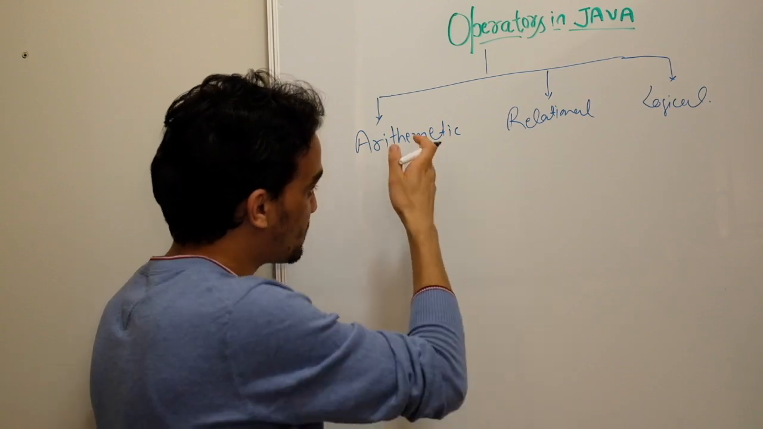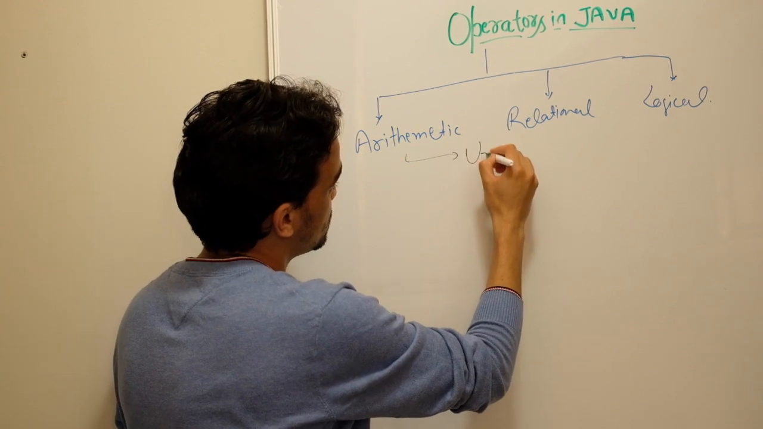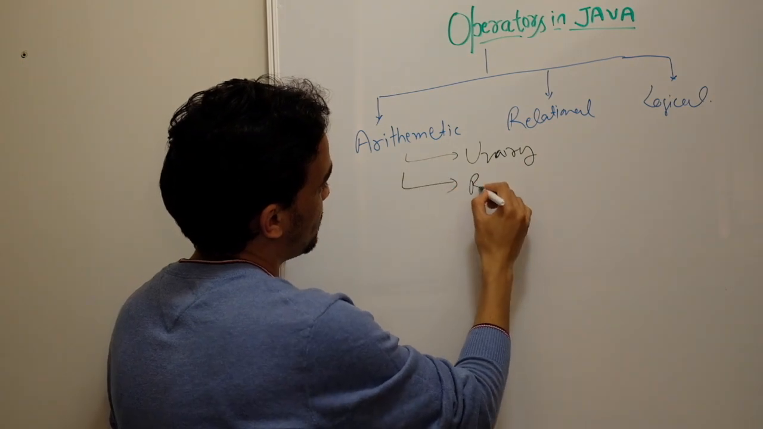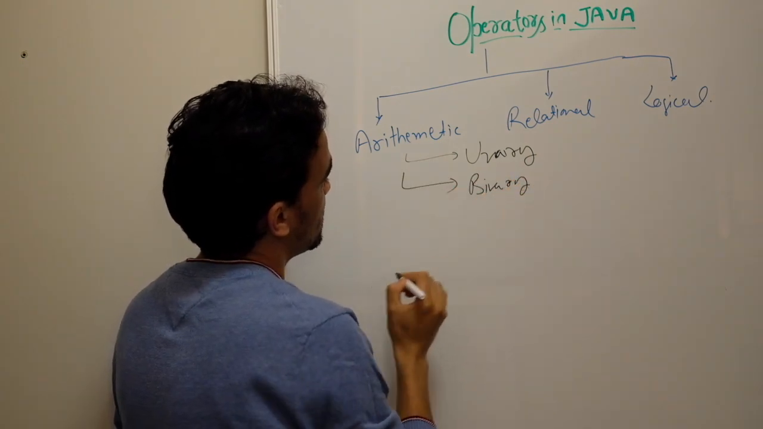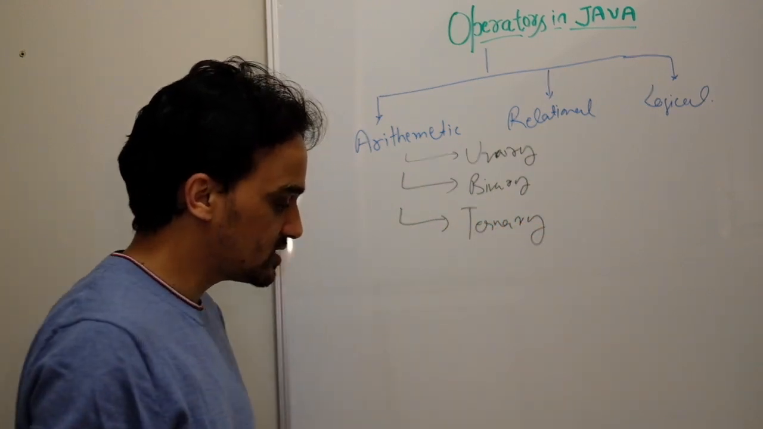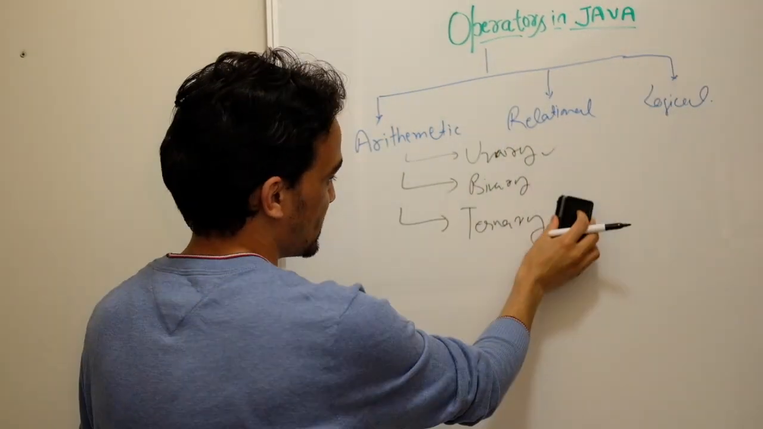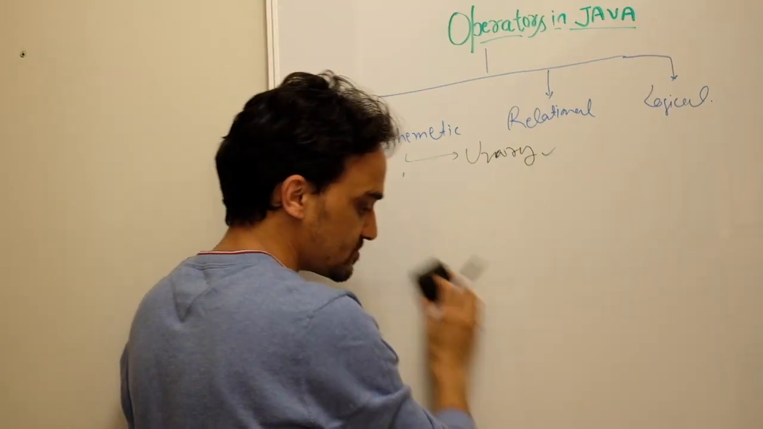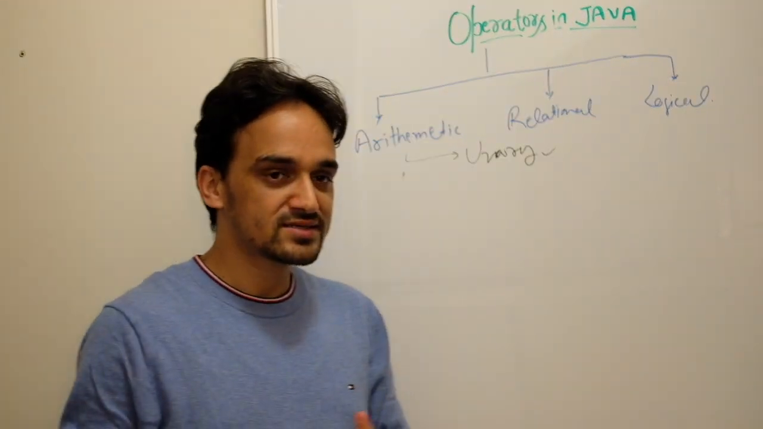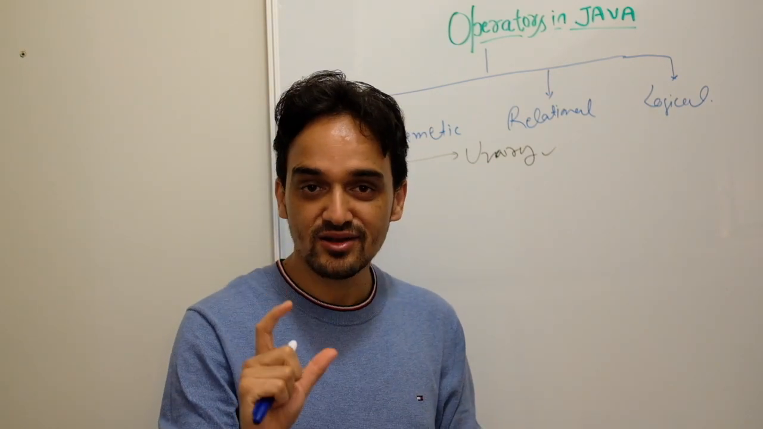The arithmetic operators are further divided into three categories. The first one is unary operator, the second one is binary, and the third one is ternary operators. For now, first let's talk about unary operators, and then we'll come to binary and ternary. Unary operators are used when the operation takes place on a single operand.